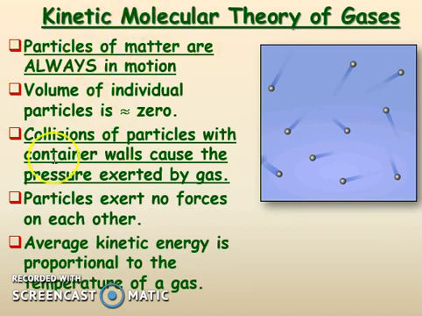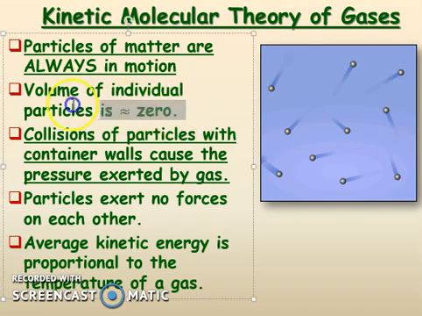Okay, and then linking the kinetic molecular theory to gases more specifically. So of course, particles of matter are always in motion. We know that. Solid, liquid, and gas, particles are always moving. The volume of an individual particle is approximately 0. This is an assumption that we are making. So what that means is that the size of an actual particle of gas, let's say oxygen, we're saying that one molecule of oxygen is so small that we assume that it is almost 0 volume, right?